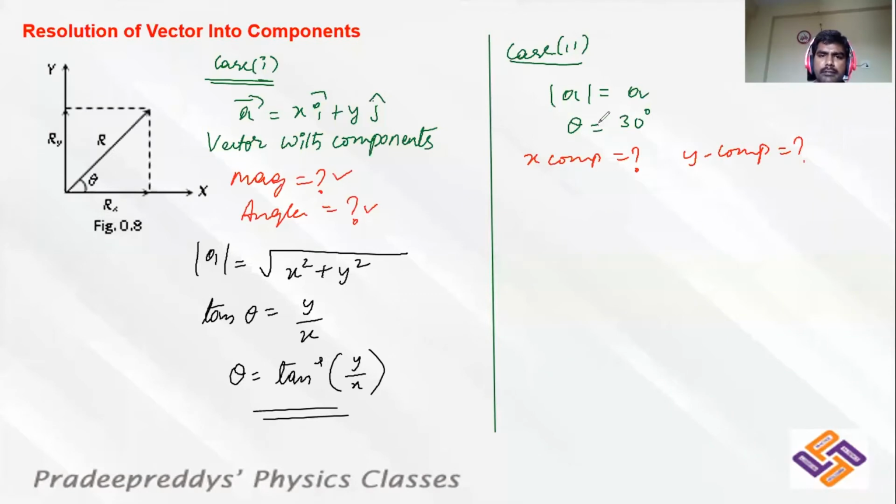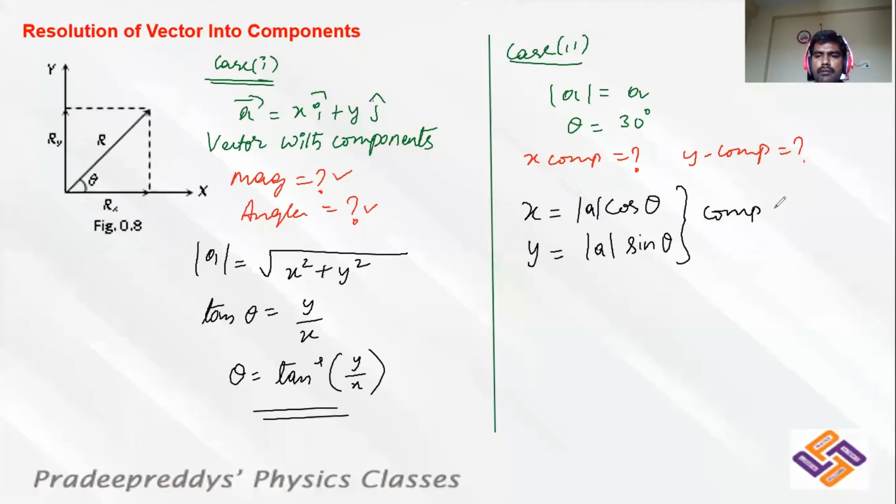In the second case, magnitude and angle both are known to you, but you do not know the x component and you do not know the y component. So how do you write the x component? X component can be written as magnitude of a into cos theta. Y component can be written as magnitude of a into sin theta. Right? Magnitude of a is a, cos theta is this 30, just substituting. These are called components of vectors.